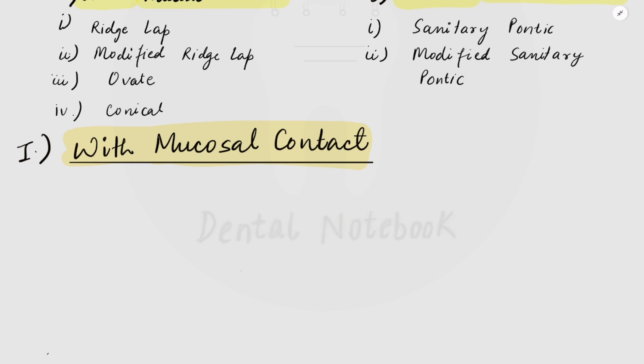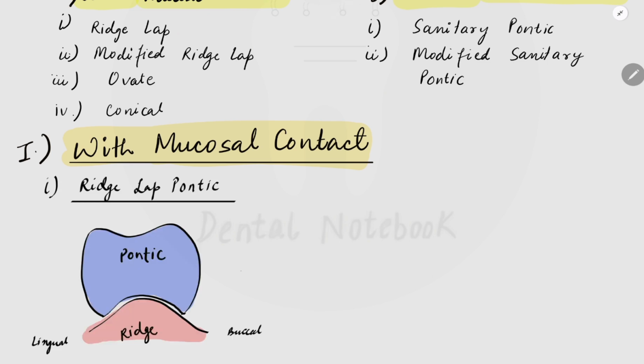So the first one, as we have named, the ridge lap Pontics. Here I'm going to show you with the diagram. You can see this is the proximal view of a tooth, and this is the buccal surface, that is towards the cheek, and this is the lingual surface, that is towards the tongue. So this is the side view of the teeth.